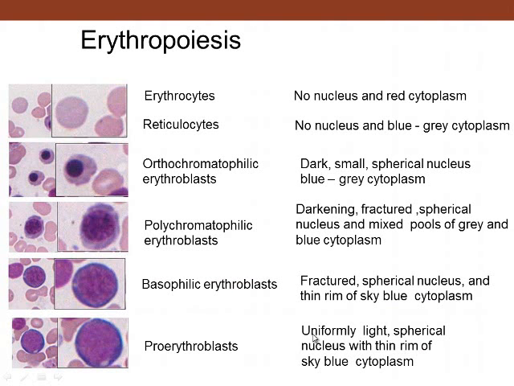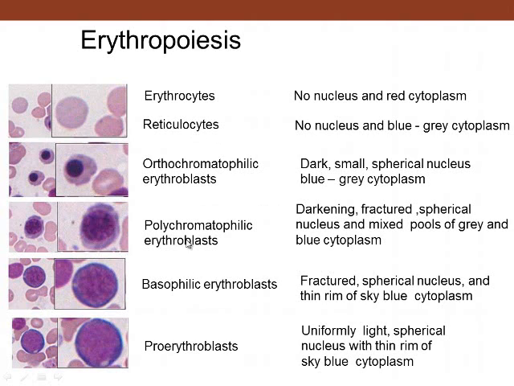So whenever we start looking at erythropoiesis, maybe we should start with what we can see. We know the red blood cell has no nucleus and red cytoplasm. Reticulocyte has no nucleus and a bluish tint to the cytoplasm. Orthochromatic erythroblast has a dark, small nucleus, just about to be kicked out, but its cytoplasm is very similar, gray, very similar to what we see in the reticulocytes.